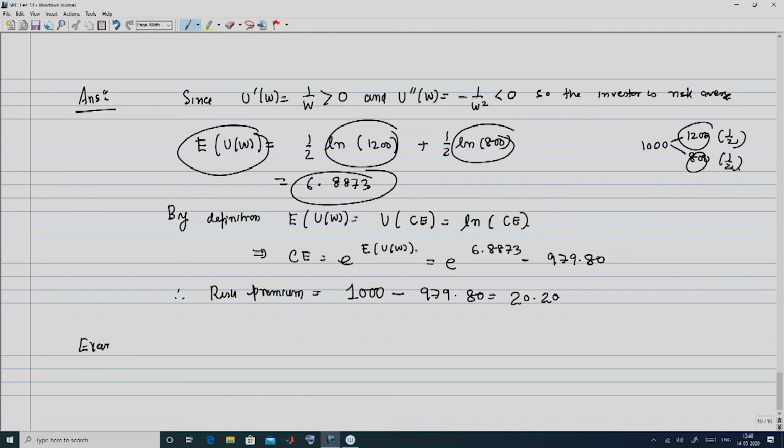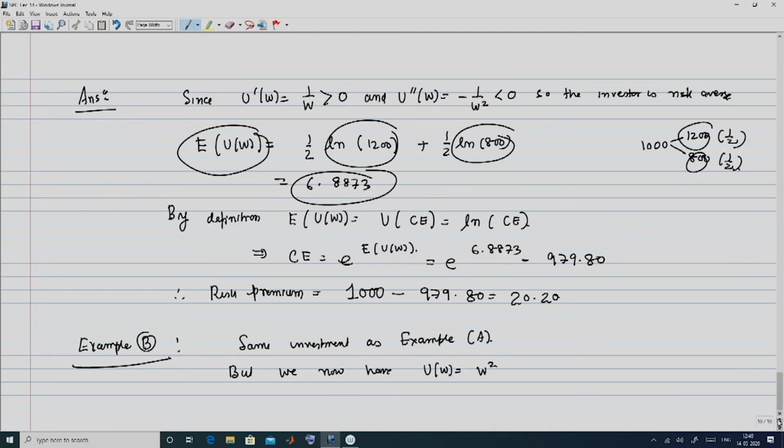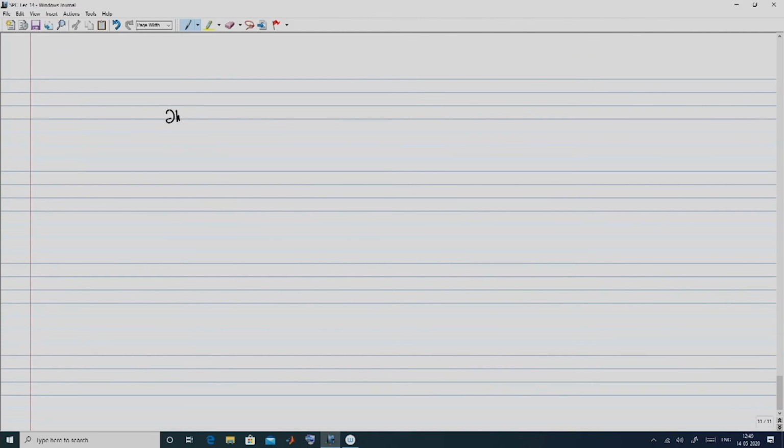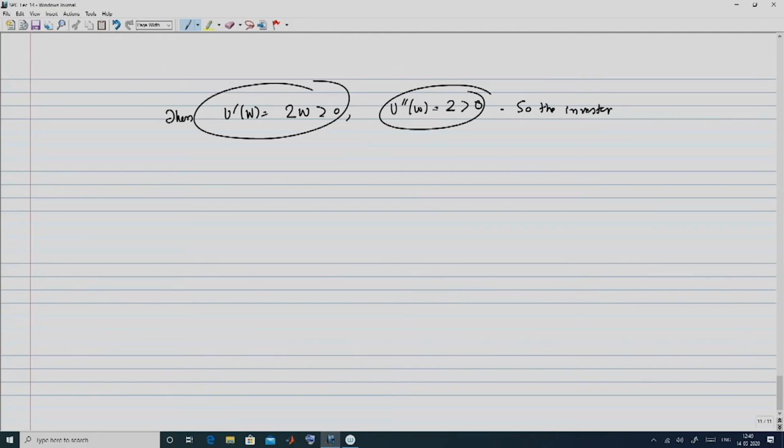Okay, now let us look at an example pertaining to the risk loving investor. So, it is the same framework, the same investment as example A. But we now have the utility function to be W square. So, you observe that U prime of W is equal to twice W, which is greater than 0, and U double prime of W is equal to 2, which is greater than 0. So, from these two we can conclude that the investor is risk loving.